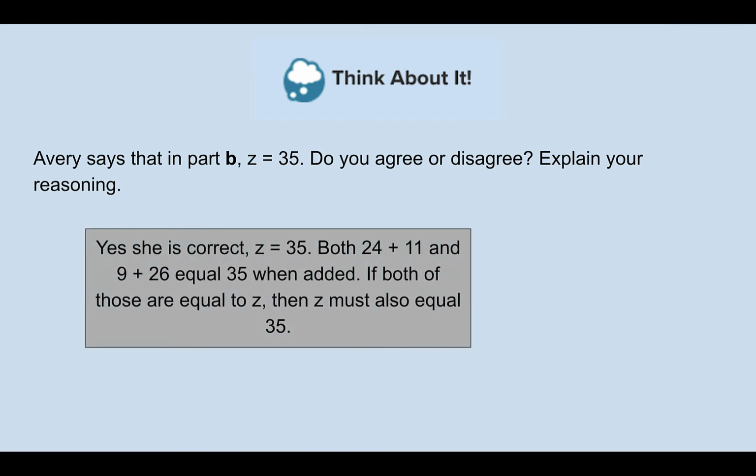You should have written something along the lines of, she is correct that z is 35, since both 24 plus 11 and 9 plus 26 are equal to 35. Since we know that both of those are equal to z, then z must be equal to 35.